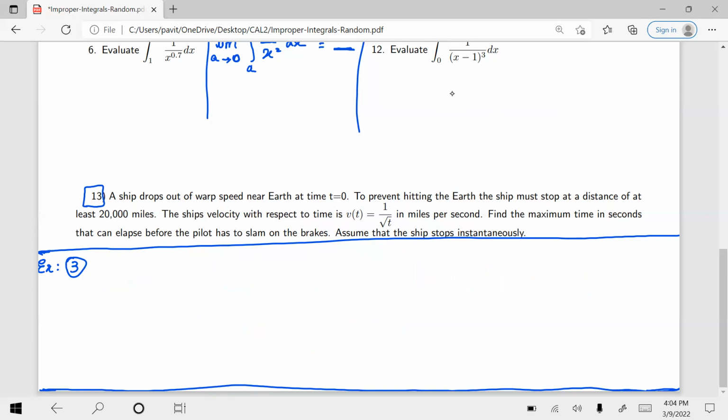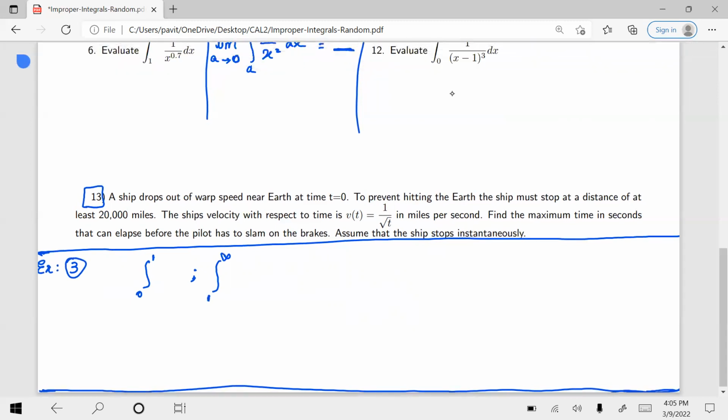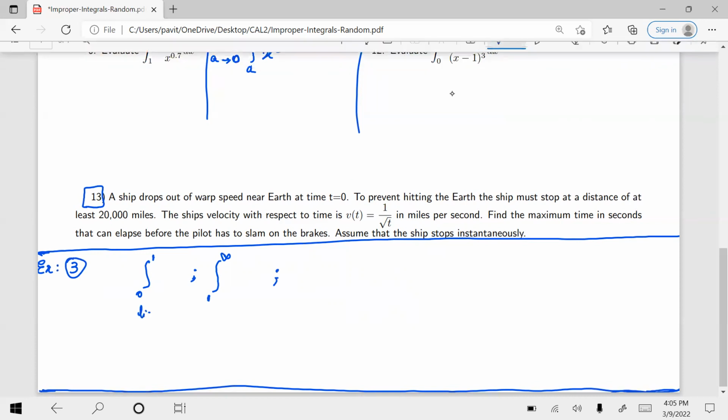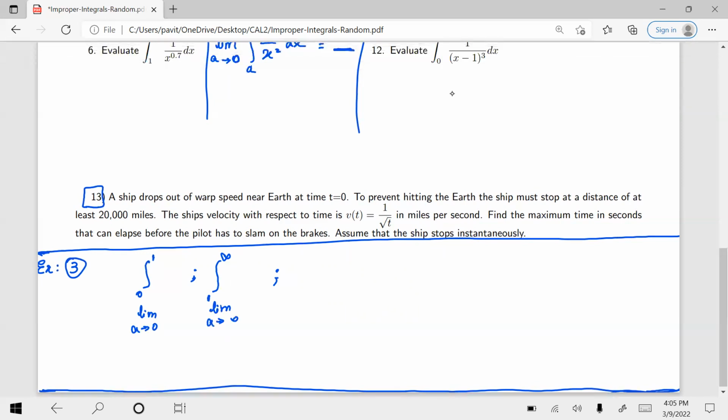Fine. Now, the third type of problem. In example 1, we saw that the limits are from 0 to 1, and I had a problem with limit 0. So what did I do? I introduced a number that is tending to 0, right? That was example 1. Now, when I had limit from 1 to infinity, I had a problem with infinity. Agree? So what did I do? I took a number that is tending to infinity. Let me write that here. Limit a tends to 0. And here I had limit a tends to infinity.